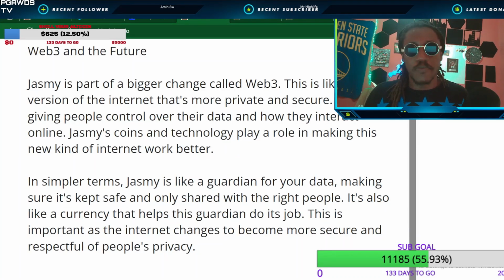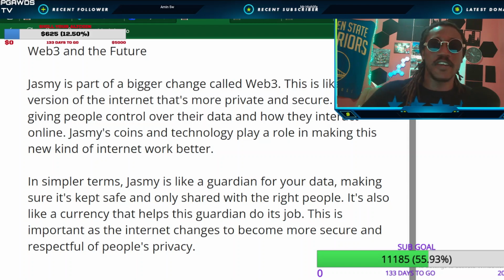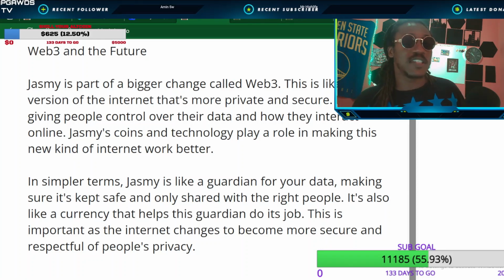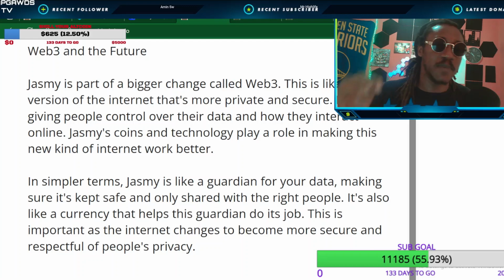Let's talk about Web3 and the future of Web3. So Jasmy is part of a bigger change called Web3. This is like a new version of the internet that's more private and secure. It's about giving people control over their data and how they interact online. Jasmy's coins and technology play a role in this, making this new kind of internet work better.